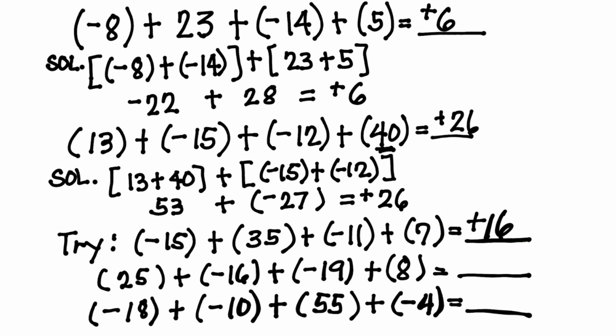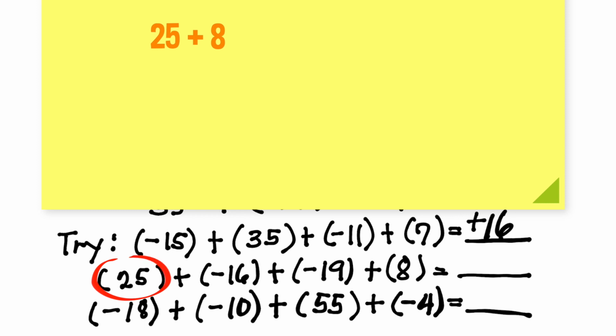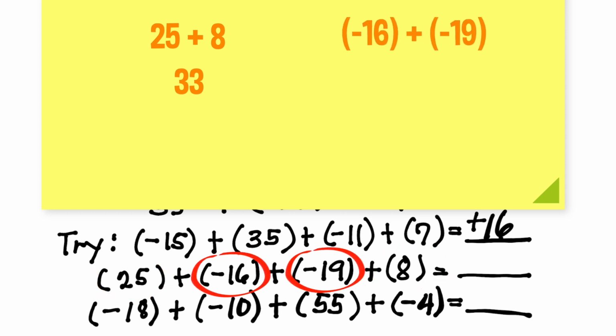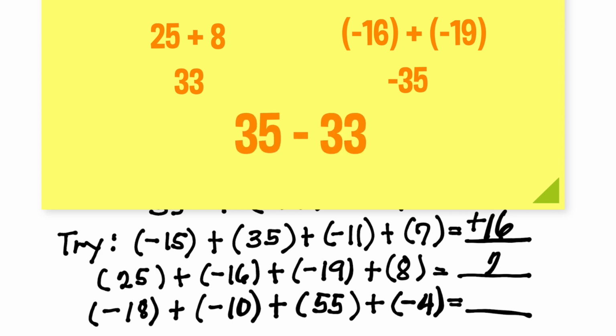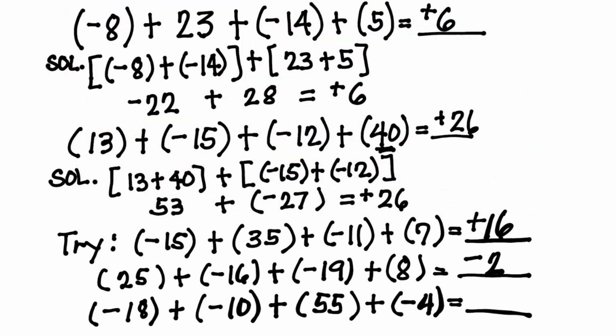Tama ba kayo? Okay. Itong susunod, we have 25 at saka yung 8. Positive yon. So, pagsamahin siya. So, you have now 33. Then, pagsamahin naman yung 16 at 19. So, you have now 35. So, negative 35 and 33 na positive. So, we subtract. So, 35 minus 33, that is now 2. And then, you copy the sign nung bigger absolute value, which is negative 35. So, negative itong ating answer. So, negative 2. Okay? Tama ba kayo?